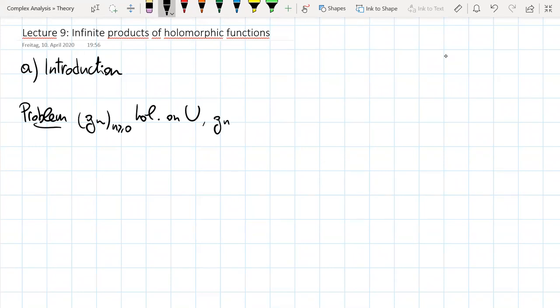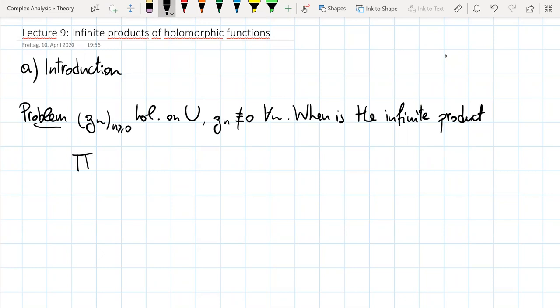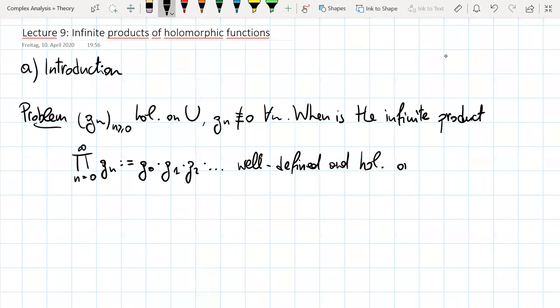And let's suppose that none of these functions is identically zero. And we ask, when is the infinite product defined with this symbol from zero to infinity of g_n? So this is simply g0 times g1 times g2 and so on. So when is this infinite product well defined and holomorphic on U?